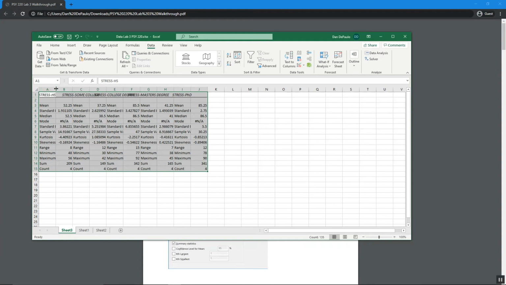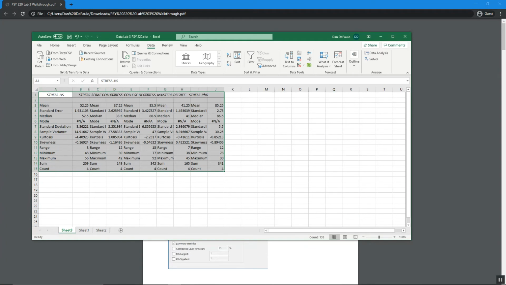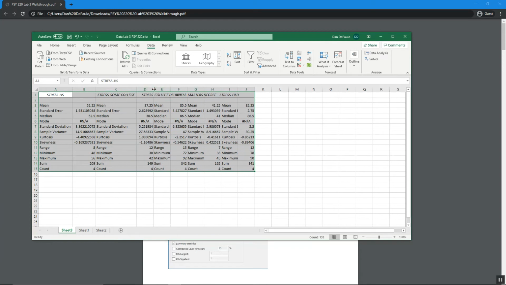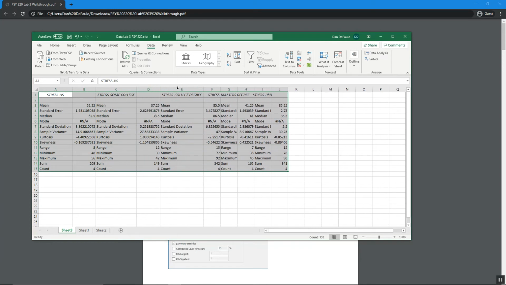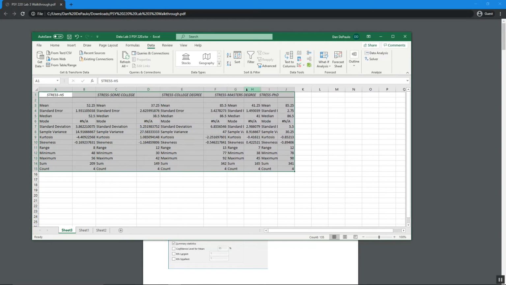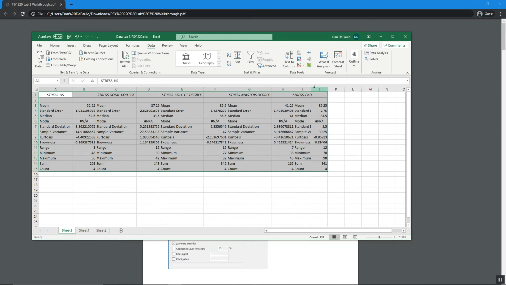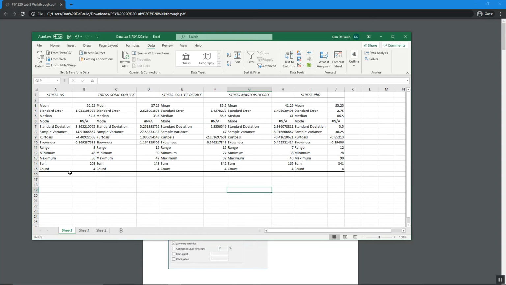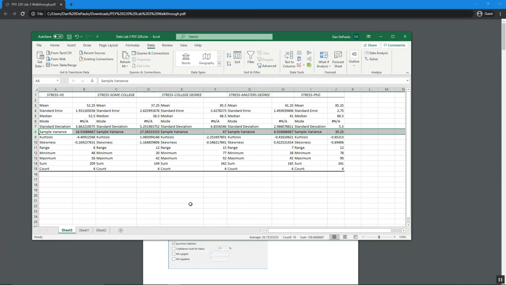So I'm just going to clean this up by double clicking on the columns to make it a little bit neater. Let's look at this. So I don't really care about the means right now. Let's look at the variances. So I want sample variance, row 8. The highest variance is college degree, 47. And then master's degree is the lowest.